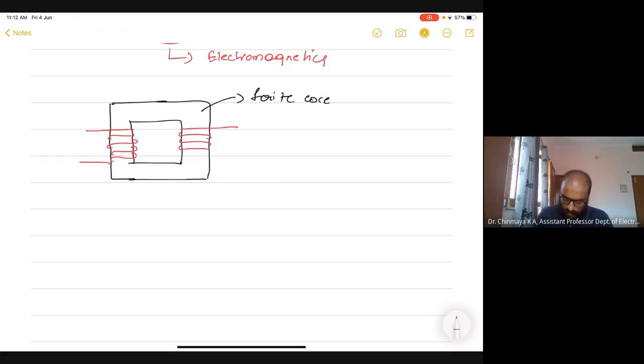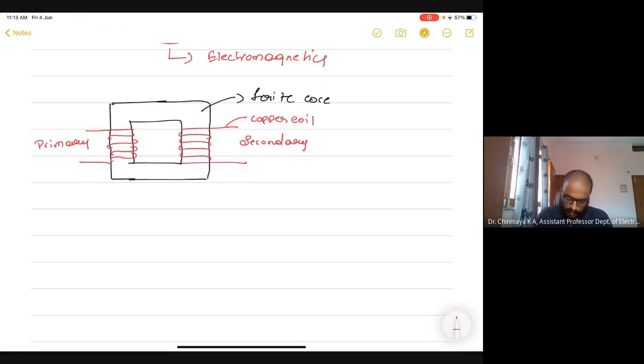Copper coil. We have a copper coil. Okay, so the core is magnetic and the copper coil is electric. So there will be a flow of current. This is the primary, and this is the secondary.